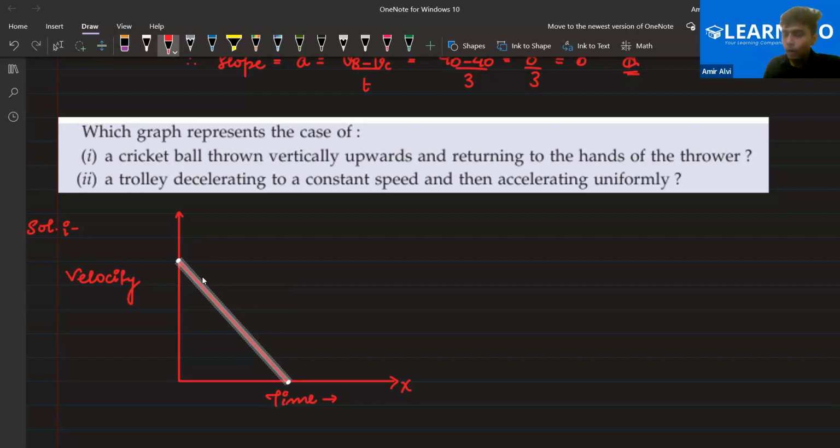Right? But after reaching the highest point, the ball will fall again towards the surface of the earth. Yes or no, everyone? So the acceleration due to gravity will work on the ball and it will fall and the velocity will again increase when the ball falls from a height. So the velocity will decrease or increase? Tell me.